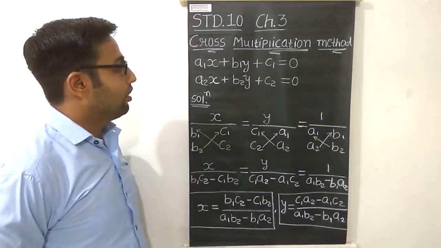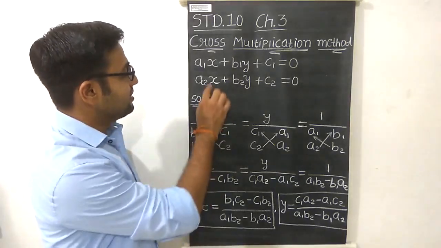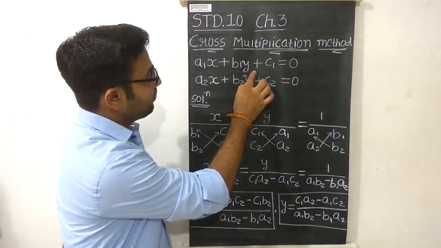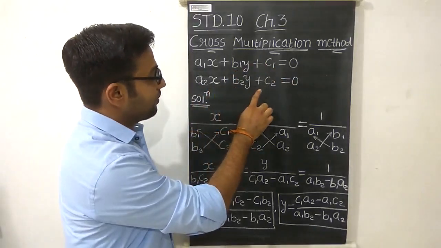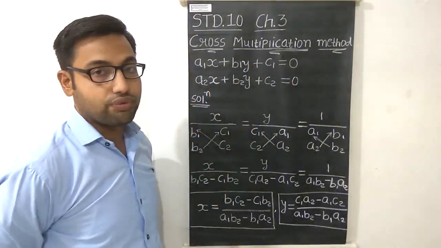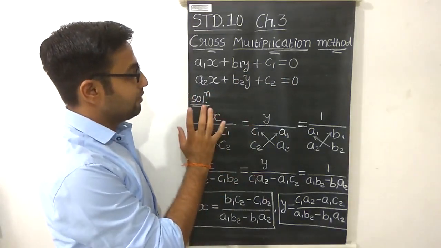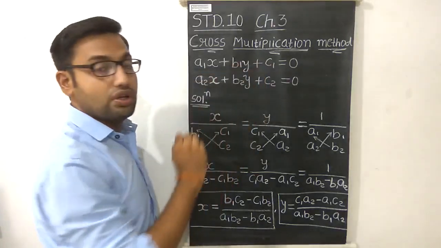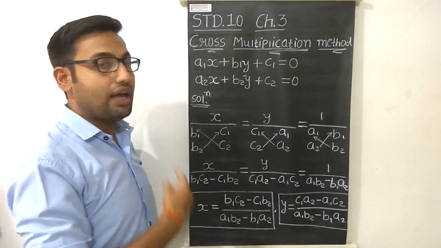Let's suppose there are two linear equations. The first one is a1x plus b1y plus c1 equals 0, and a2x plus b2y plus c2 equals 0. First of all we will understand by taking these two standard forms of linear equations, and after that we will see one example.